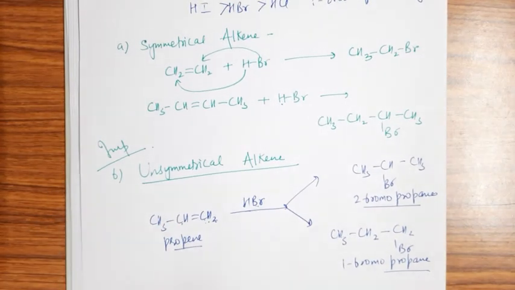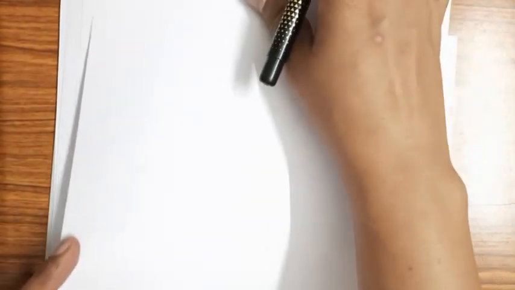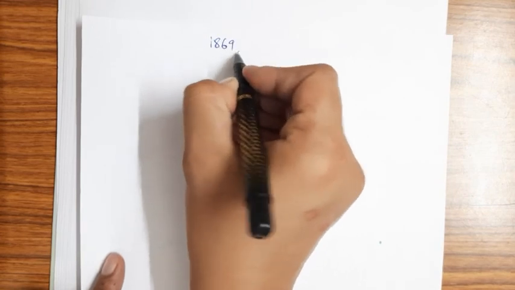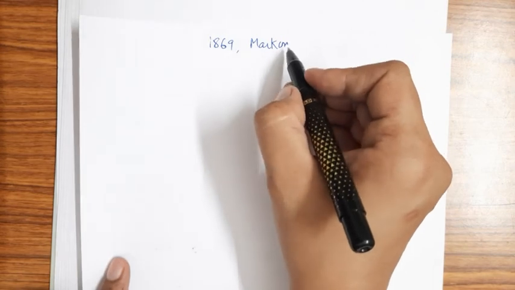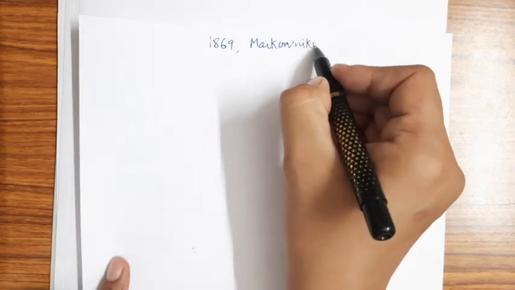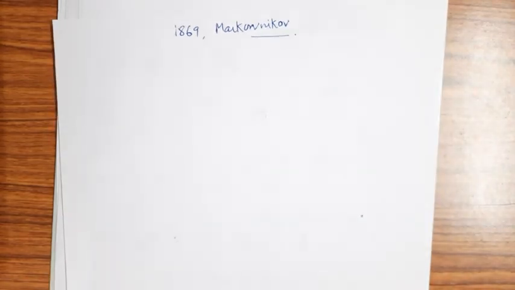Before understanding this concept, we have to understand the Markovnikov rule. Markovnikov was a Russian scientist who made a generalization in 1869, right? Markovnikov gave a generalization to explain the addition reaction of hydrogen halide across the unsymmetrical alkene.